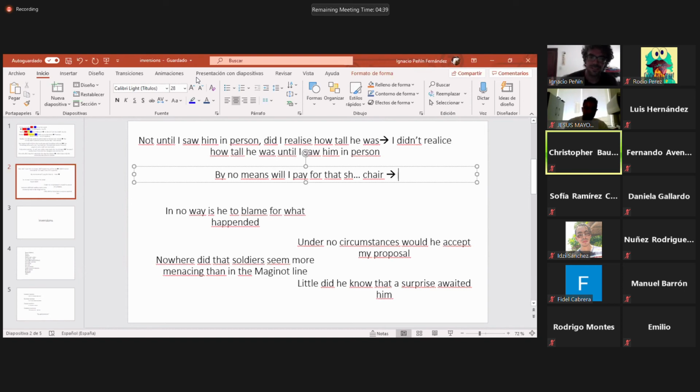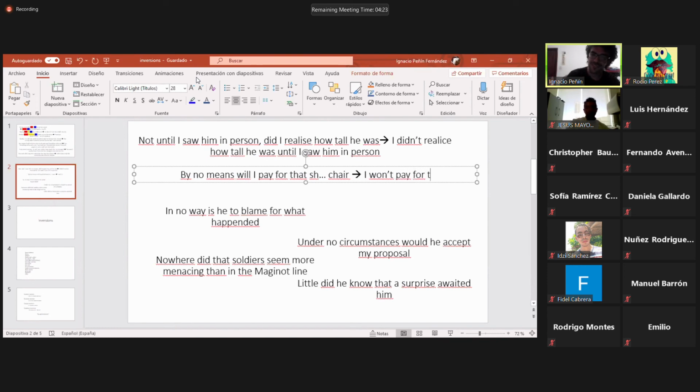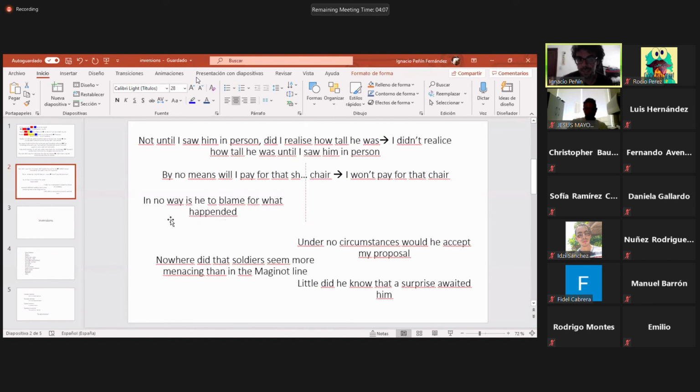So in this case, what I will do, I won't pay for that share. Come on, for that share. Never. Okay. No, you cannot use never after them. They won't. Okay. Next one is the same. It has the same meaning as by no means, in no way.